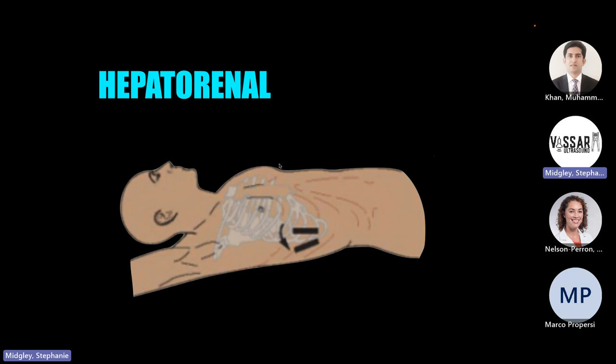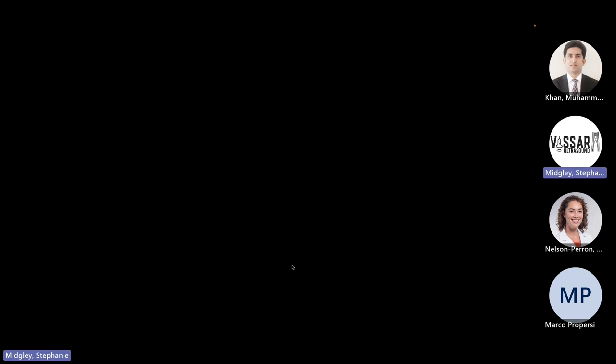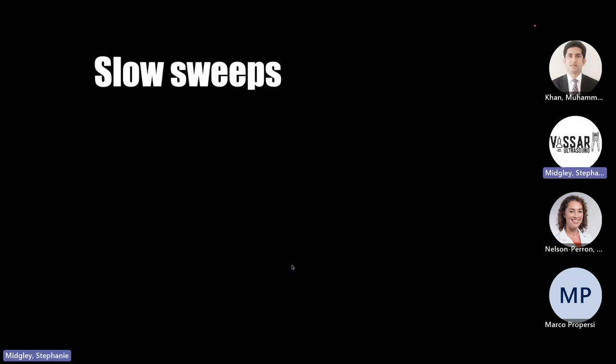For a paddle renal, just understand that you're going to be probe marker up towards the head and you're going to twist your probe in the direction of the ribs to get in between those ribs. So probe marker is always going to head down a little bit towards the bed. Again, just slow sweeps, make sure your depth is appropriate.